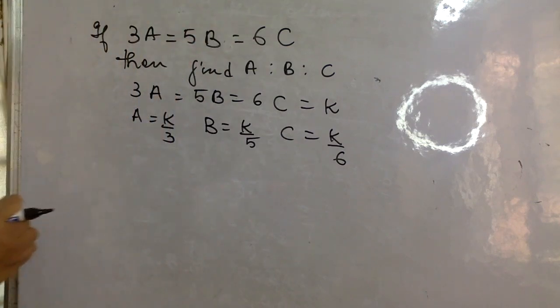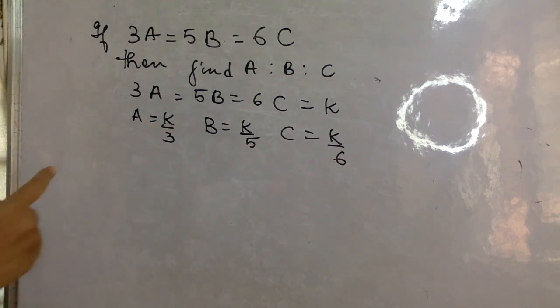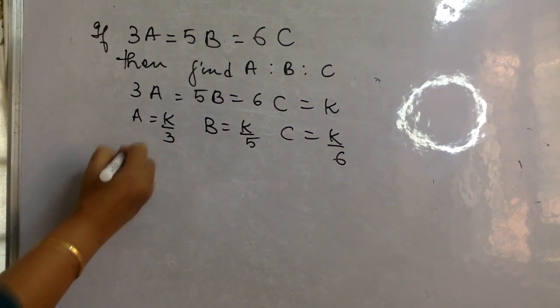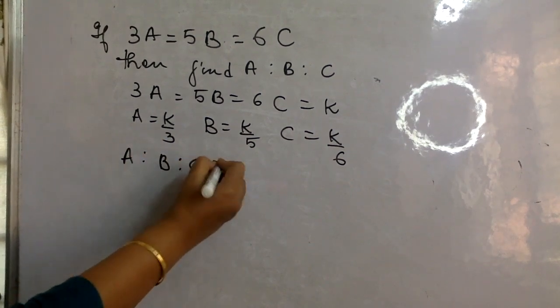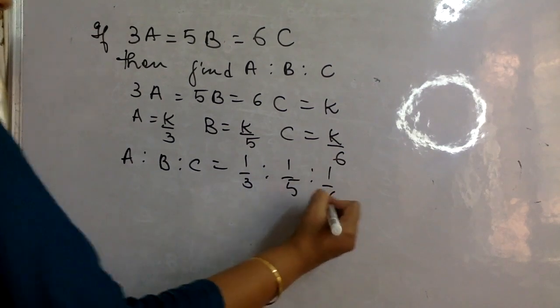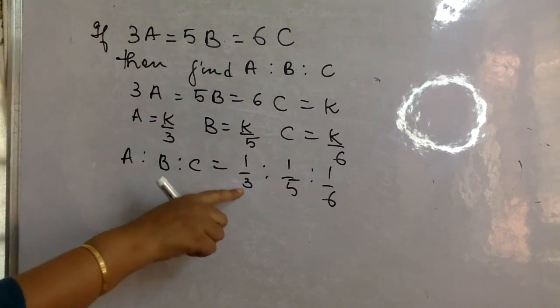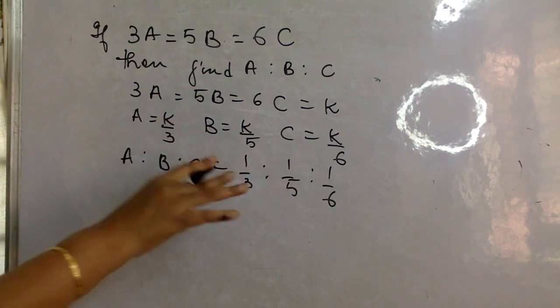Now what we'll do? We shall be finding the LCM of 3, 5 and 6. You can find it out, it is going to come to 30. So we'll multiply with that. So basically A is to B is to C is now 1 by 3 is to 1 by 5 is to 1 by 6. Now this has become the first type of fraction sum. Now we multiply each one with 30 to get it in a simple form.